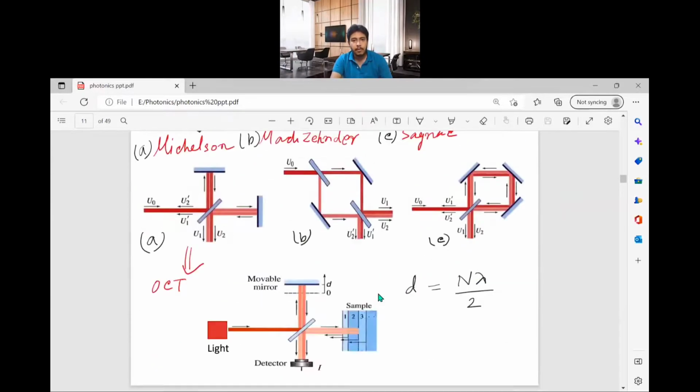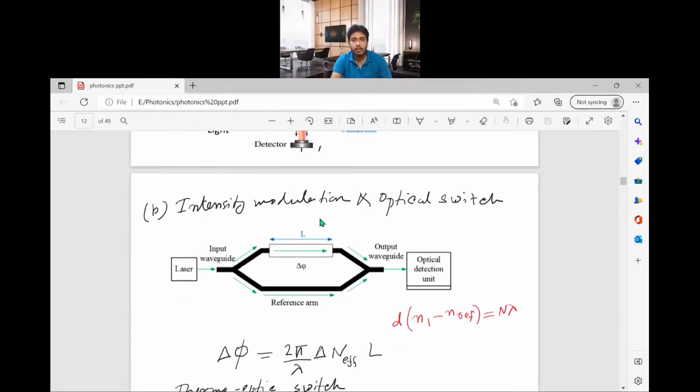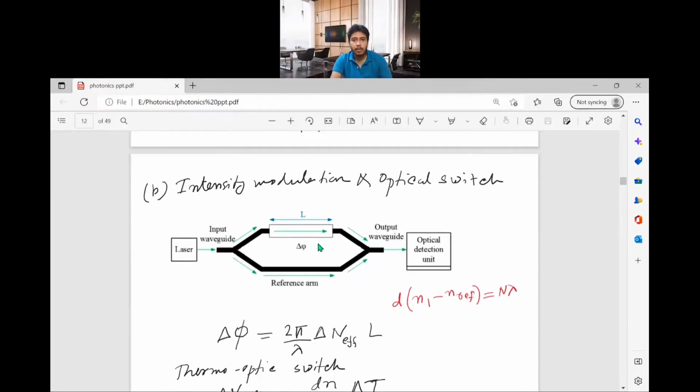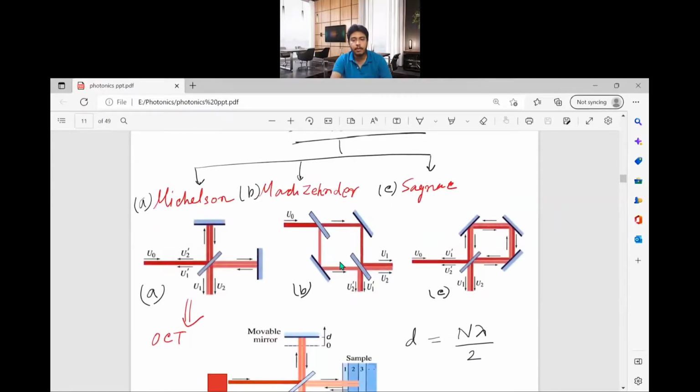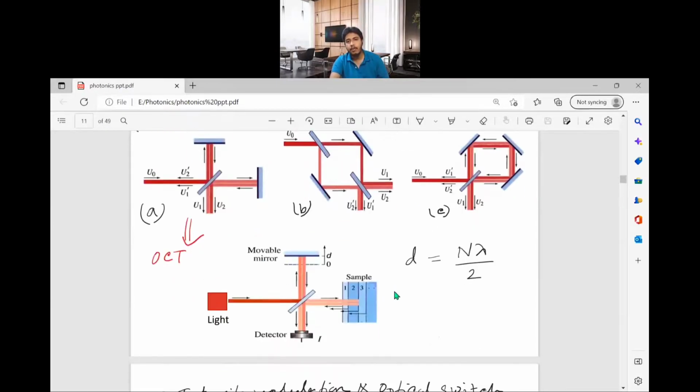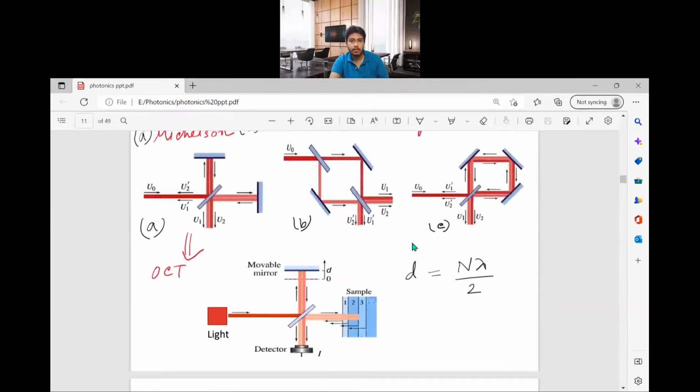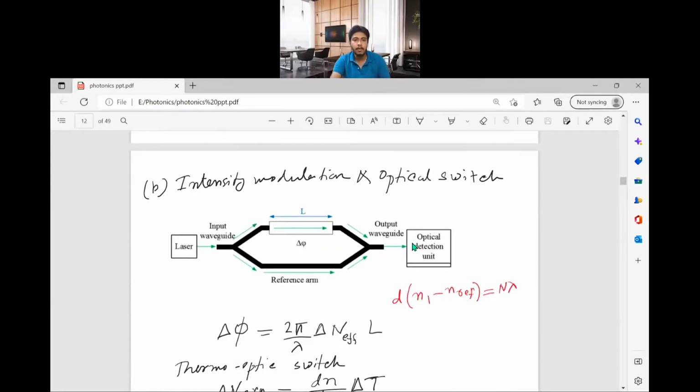Now next is the Mach Zehnder interferometer. It can be used as an intensity modulator and optical switch. It can be used as a modulator. It can be used as a switch. So this is the waveguide diagram of the Mach Zehnder interferometer. In either branch, you can insert a medium of different refractive index. So the path difference will be different. From that, you will get the output according to the phase difference. It will be interfered constructively or destructively.